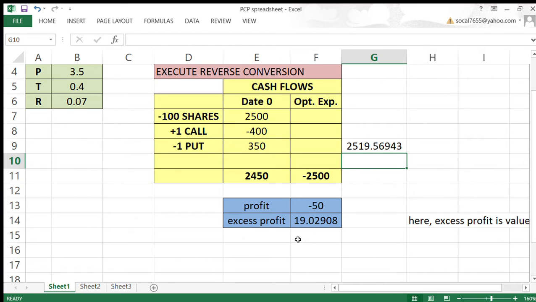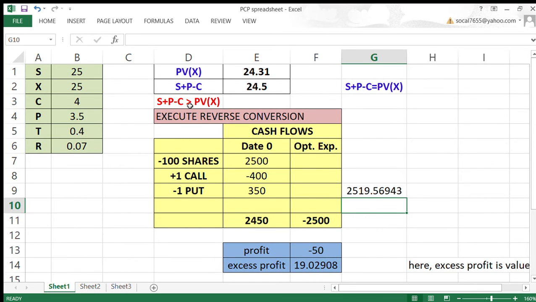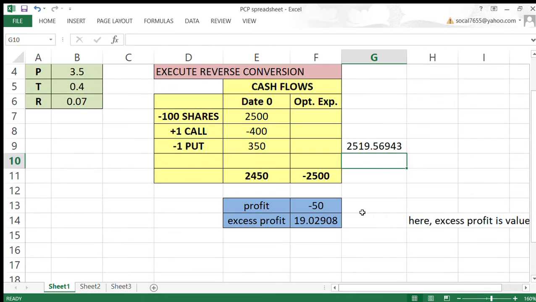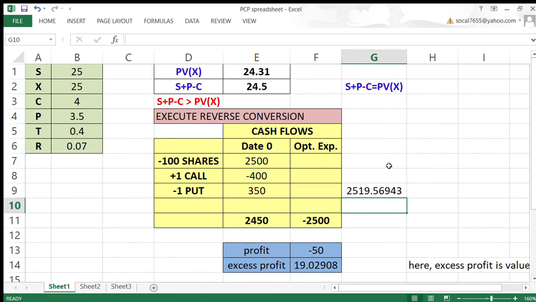In this case, we have an excess profit stated in date 0 terms, just by my choice, of 1902. Again, we could have stated the excess profit as of the option expiration date, in which case it would be 1956. So there I've shown you what happens whenever S plus P minus C exceeds the present value of the strike price, and we execute a reverse conversion, and we see that we can profit from that. Executing the arbitrage and earning the arbitrage profit, we do it as often as we can.